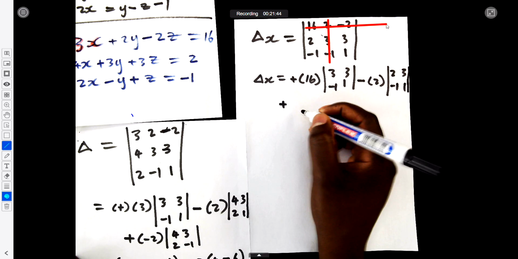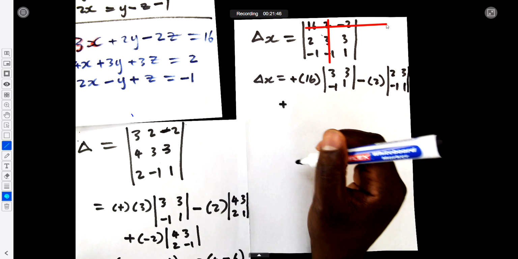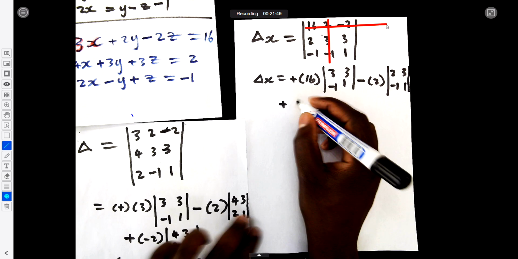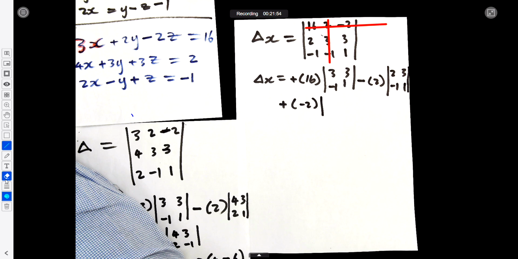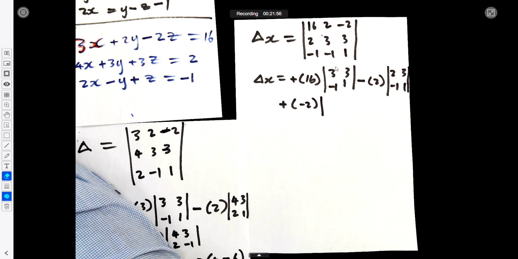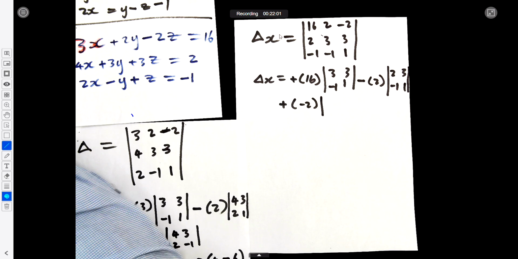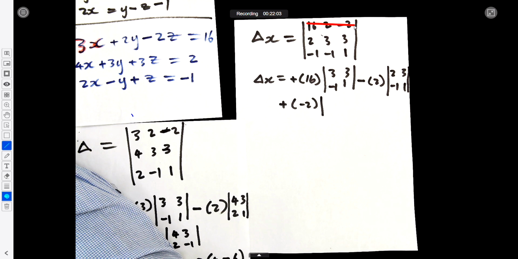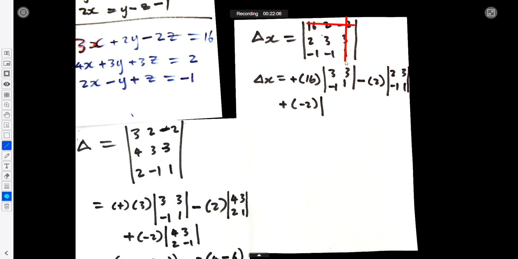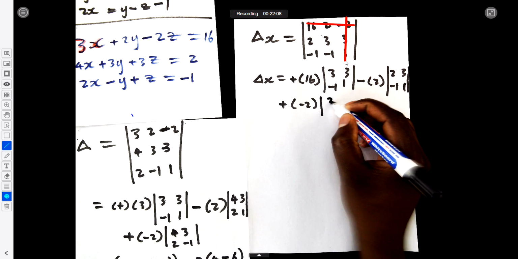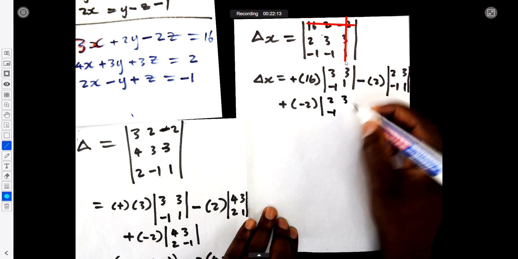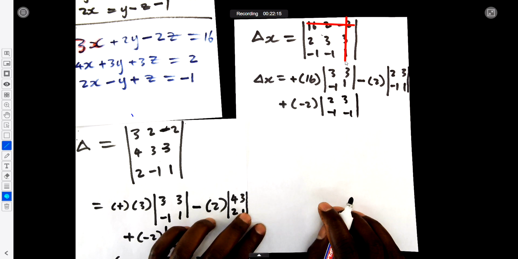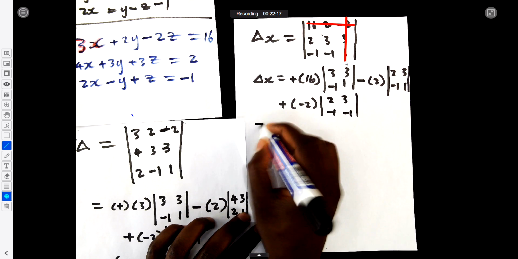Now we move on to the last part. It's going to be plus, if we evaluate from the first row. Now multiply by negative 2. Therefore, multiply by its minor. So from element negative 2, we eliminate vertical and horizontal. The elements that are remaining are 2, negative 1, and 3, negative 1, isn't it? So therefore, we can evaluate delta x.